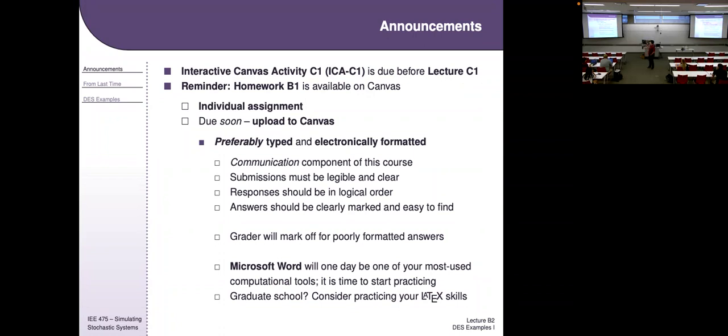But in general, if the grader can't find your answers, we're not going to take off for grammar or anything like that. But if your answer is not clear because it's not able to be found, or it's in a funny location or something like that, points will be taken off for that. So just make sure that it's clear in your submission. That's the big thing that I'm getting at here.